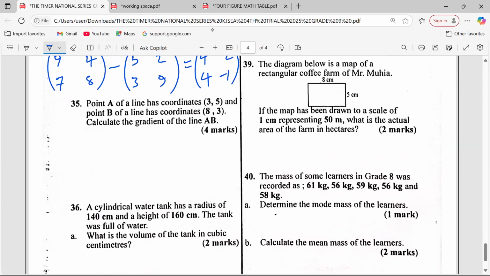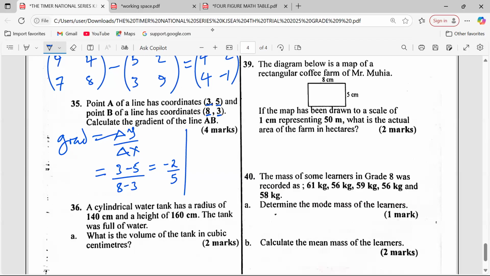Point A of a line has the coordinate 3, 5, and point B of the line has coordinate 8, 3. Calculate the gradient of the line AB. So for us to get gradient, we need the change in y over the change in x. So what is change in y? We take the second y minus the first y coordinate, 3 minus 5, over change in x, the second x minus the first x, 8 minus 3. So this is going to be negative 2 over 5.